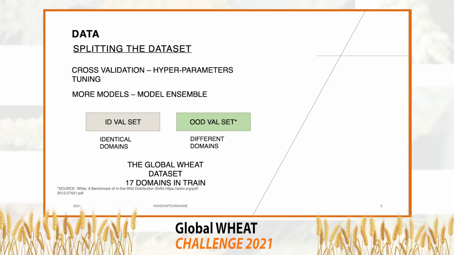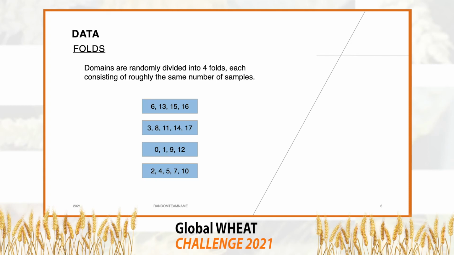The former performs better when there are just a few similar domains. The latter is more effective when there are more distinct domains. We observed that the Global Wheat dataset contained 17 domains. We felt that out-of-domain could be better than in-domain, as in-domain only allows identical domains in train set and validation set, while out-of-domain allows different domains for train and validation, which coincides with the competition's aim. As you can see on this slide, we randomly split the training data into four folds, each with roughly the same number of samples.